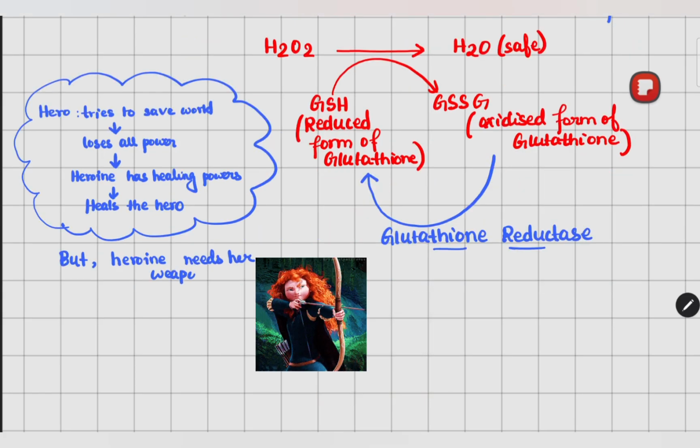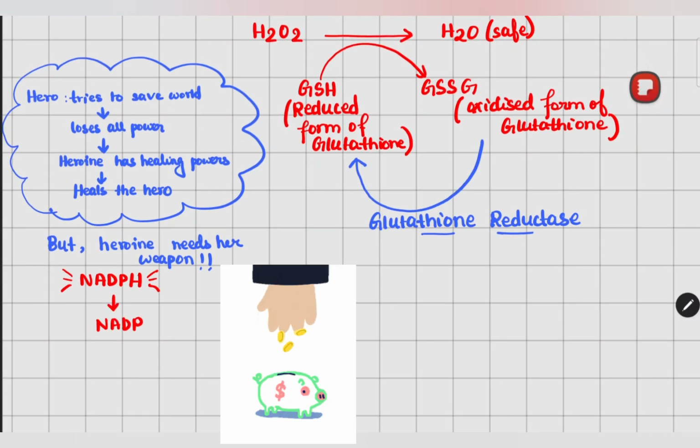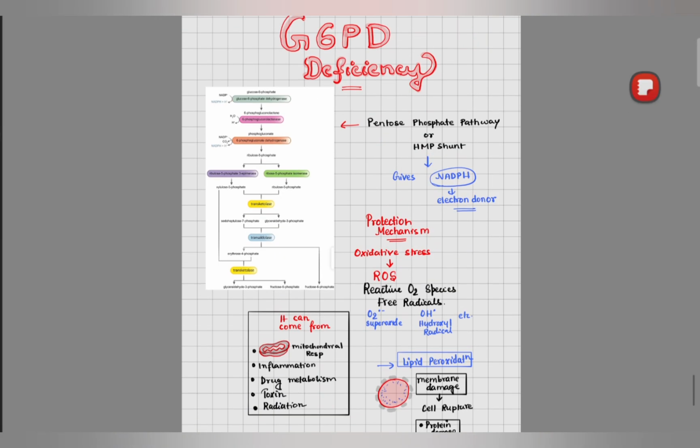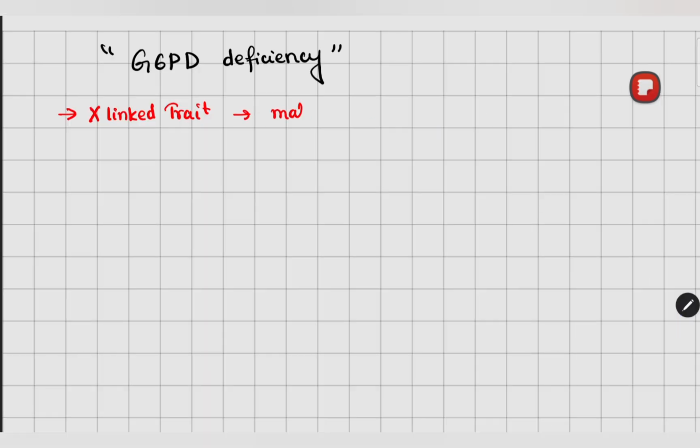But this heroine needs a weapon. And what is the weapon? The weapon is NADPH. In this process, NADPH donates a proton to the oxidized form of glutathione to convert it into the reduced form, and itself gets converted into the oxidized form, that is NADP. It loses its hydrogen. And from where do we get this NADPH? We get it from the HMP shunt. And that's why the glucose 6-phosphate dehydrogenase enzyme, that is the G6PD enzyme, is so important, because it helps to protect the cell.